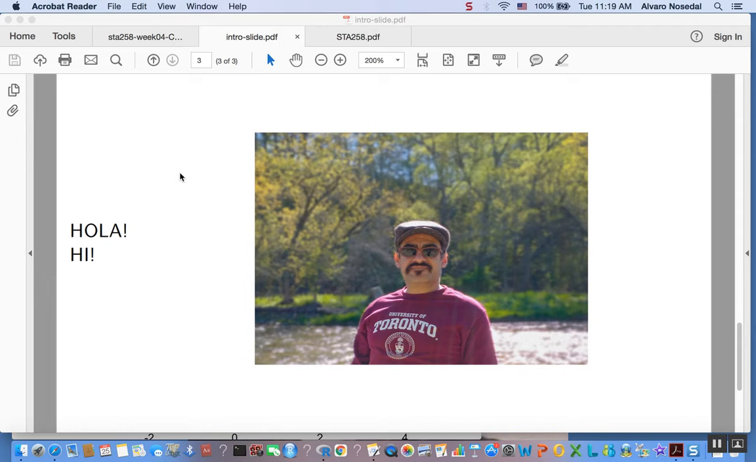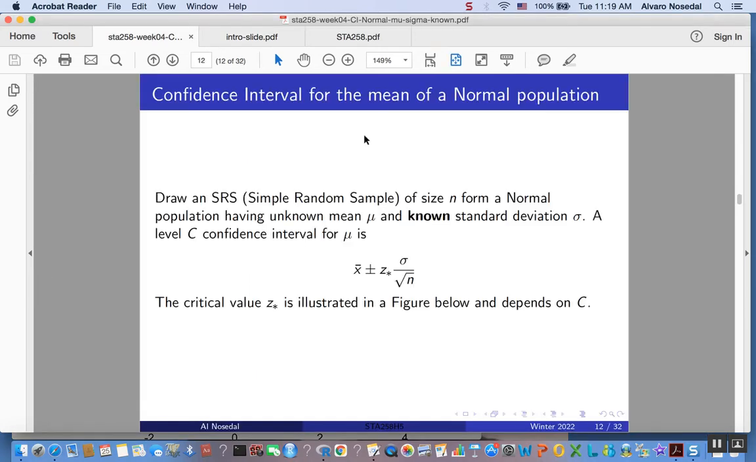Let's get to work. In this video, we will do a couple of examples about finding a confidence interval for the parameter mu under the assumption that we are dealing with normal data and the variance is known. So, as I said already, we're assuming that we have a simple random sample of size n coming from a normal distribution, mean unknown, variance known, right?